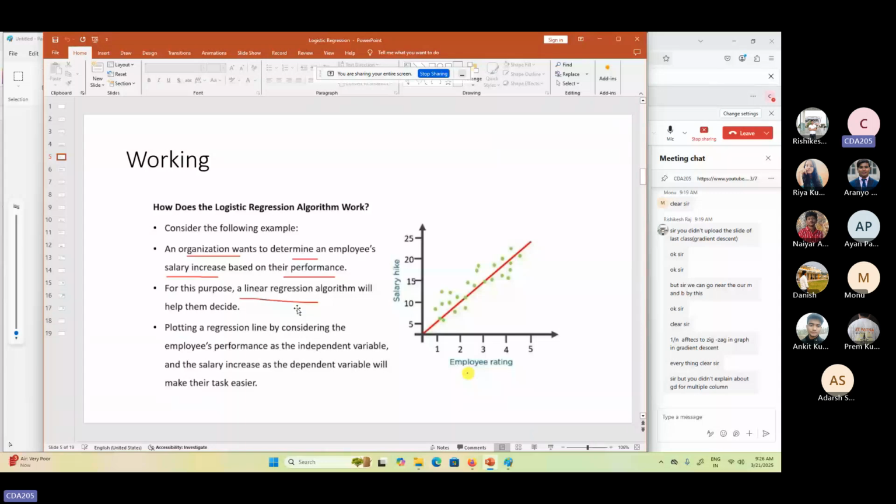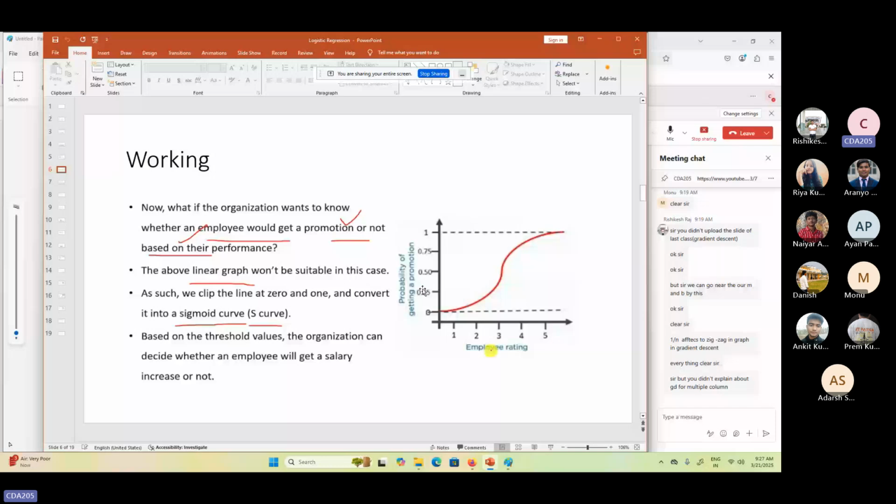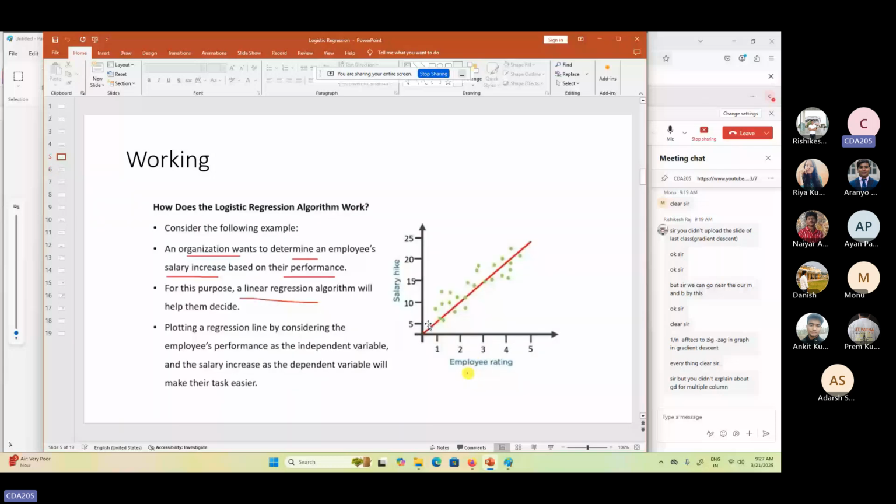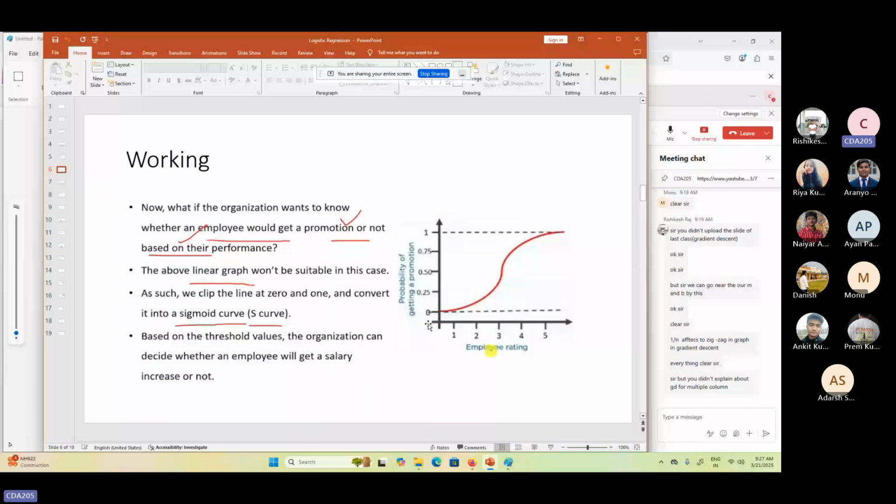Based on the employee rating, we can predict the salary of an employee. But to get the promotion, yes or no, that is categorical data that we cannot handle with linear regression. We have to handle it with logistic regression. So that's why we make this graph. We clip the line at 0 and 1 and convert it into the sigmoid curve, that is the S curve.